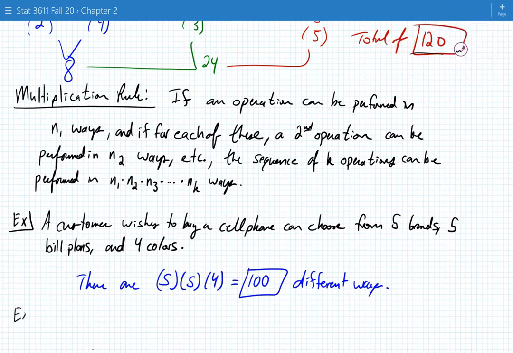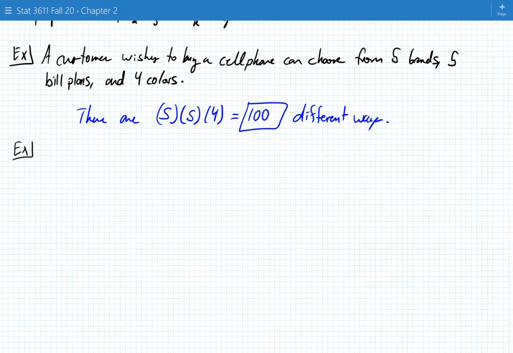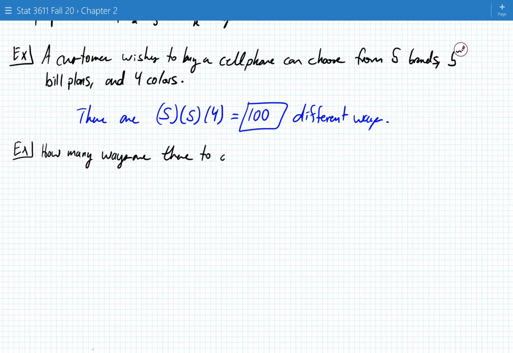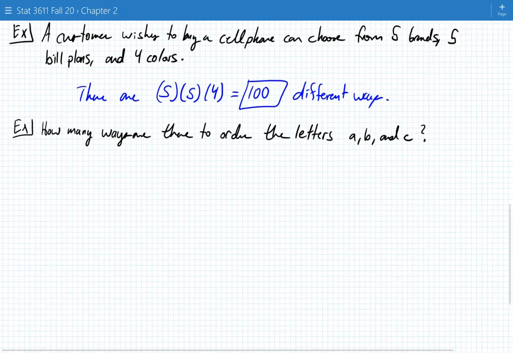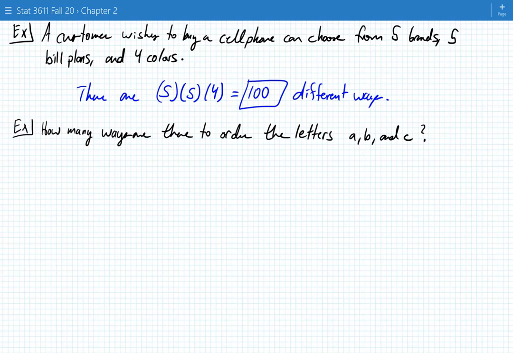Let's try another example. How many ways are there to order the letters A, B, and C? All right. Okay. So this is actually a multiplication rule question, even though it looks slightly different, because the stages, if you will, are not as clearly laid out as they were in the previous example.